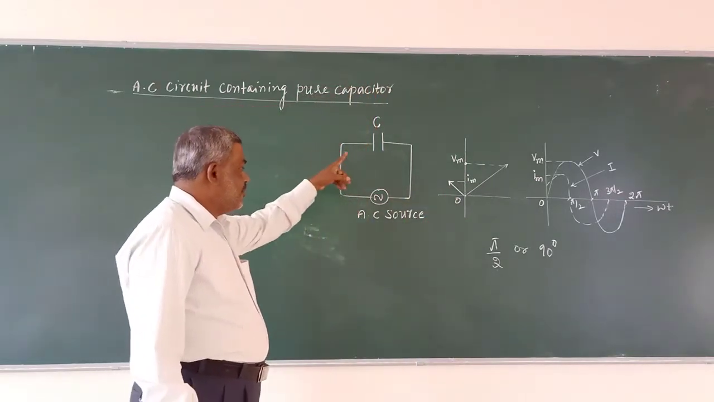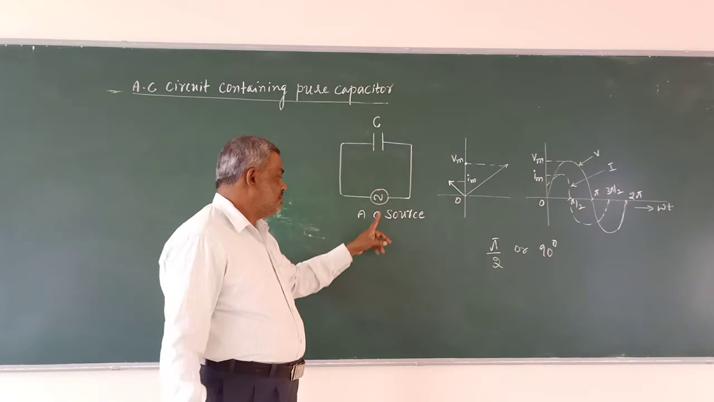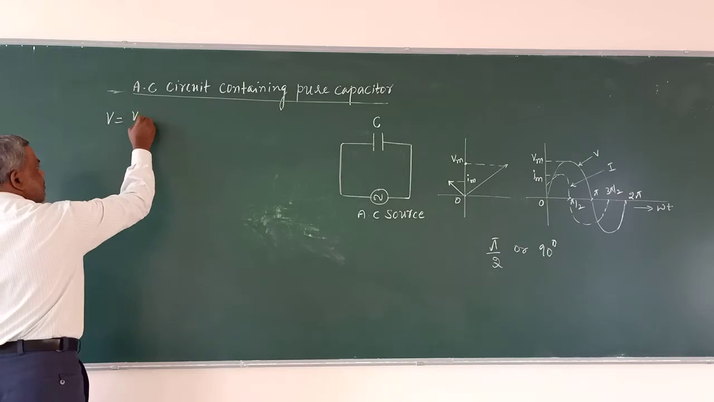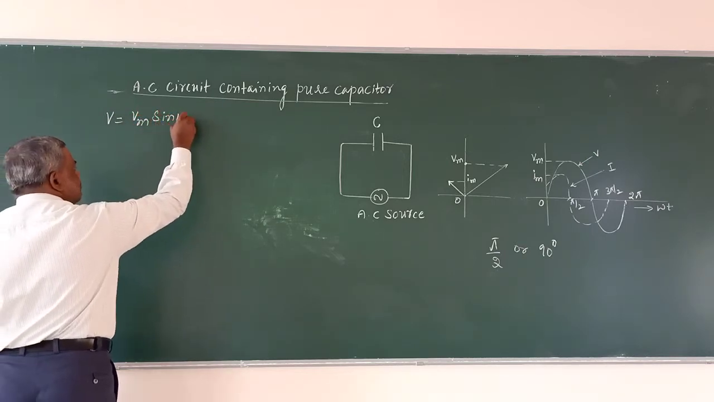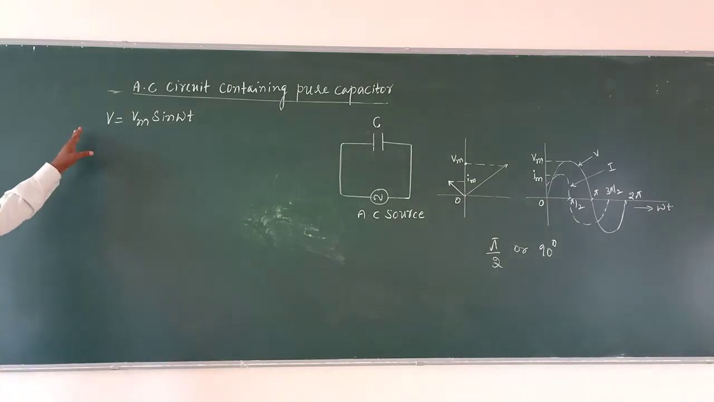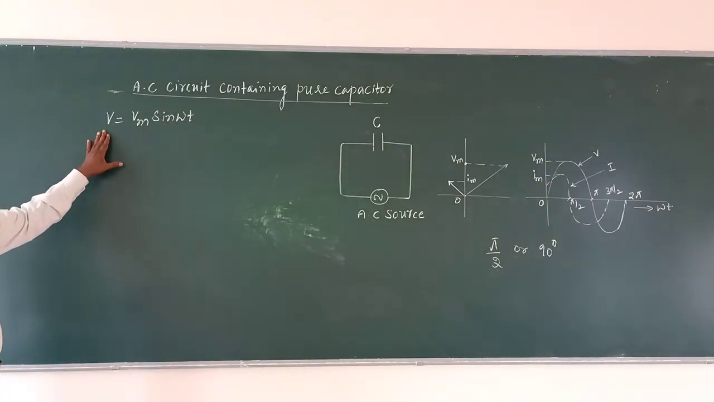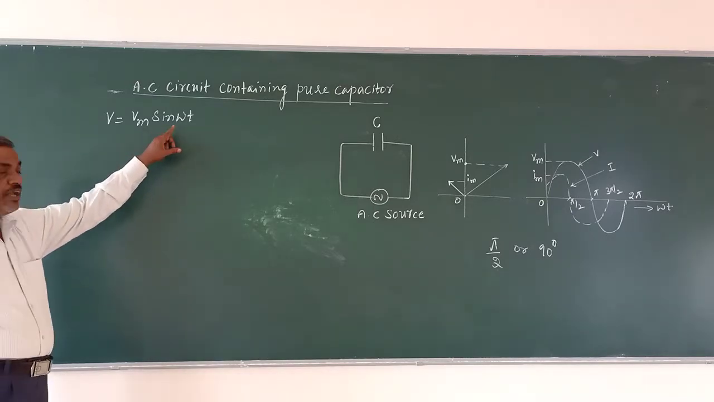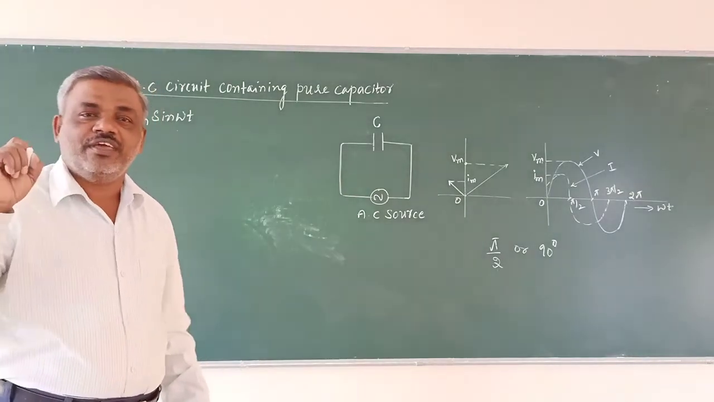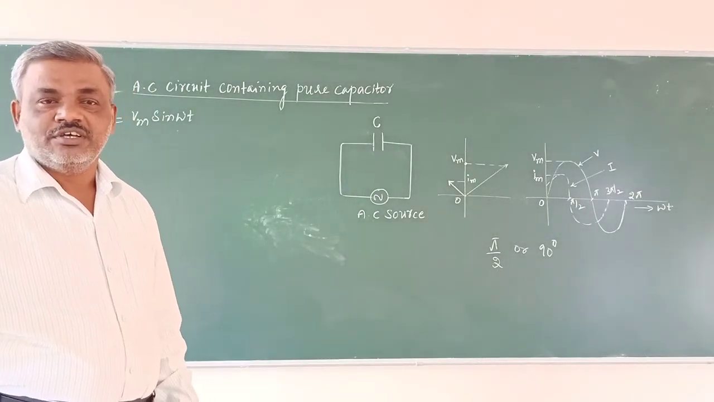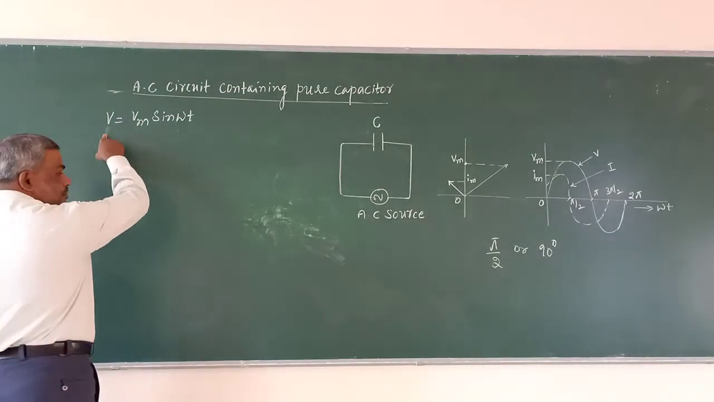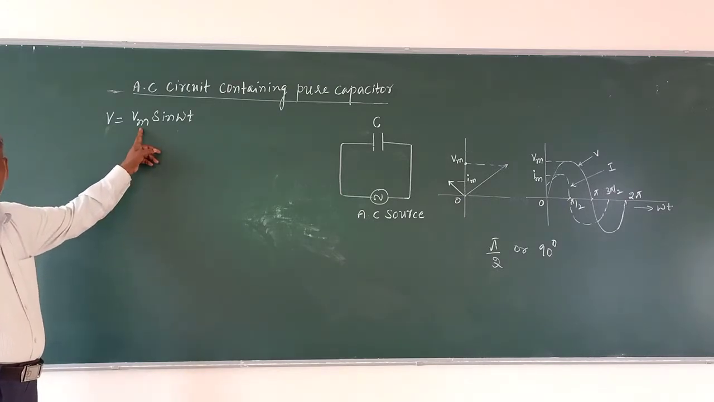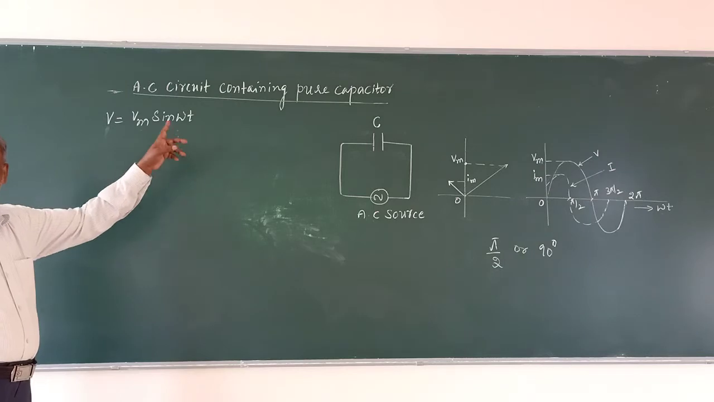So now we have a pure capacitor connected in series with an AC source. The AC source voltage is V equal to Vm sin omega t, where V is the source voltage, Vm is the peak value of alternating voltage, and omega is the angular frequency of AC. This sentence is very important, students. V equal to Vm sin omega t.